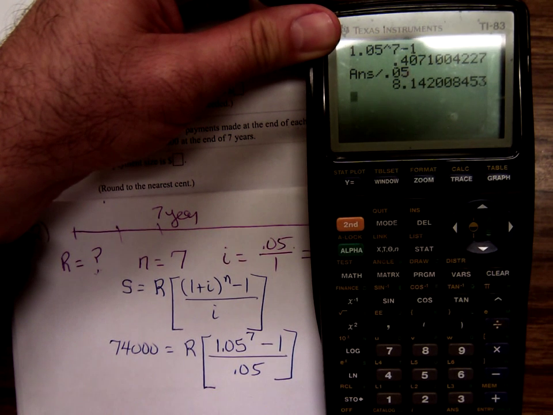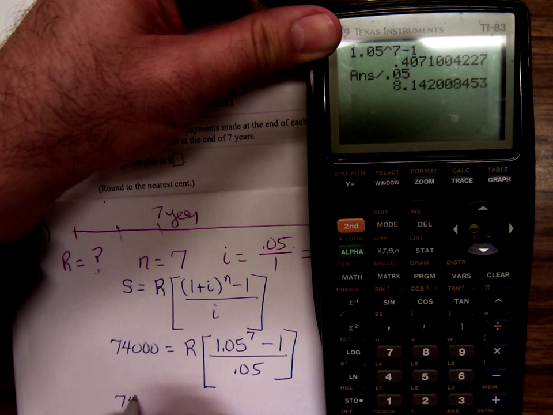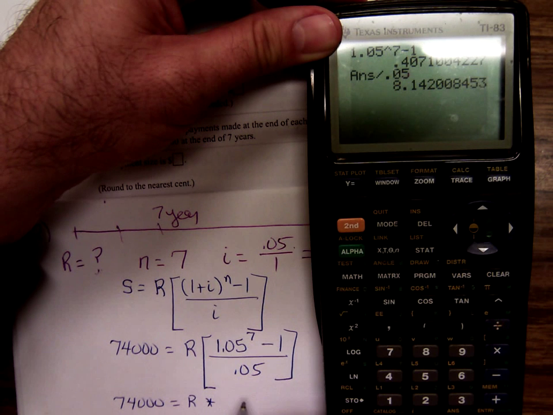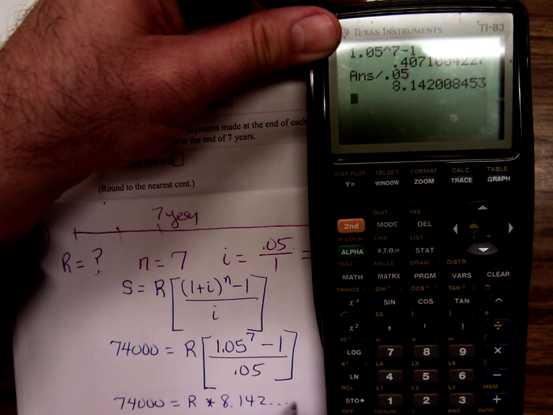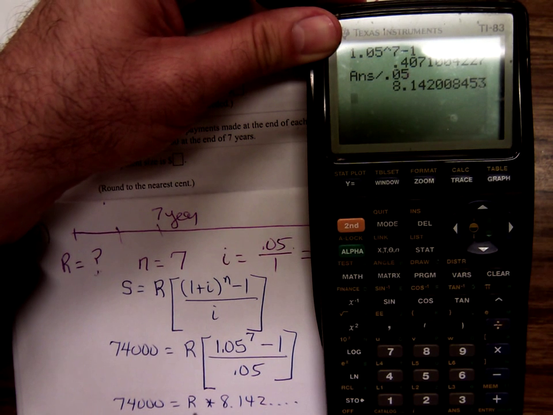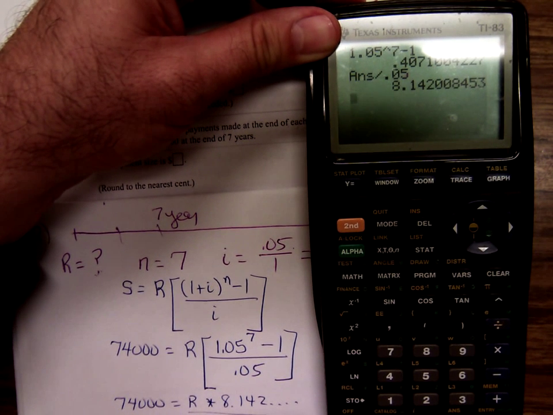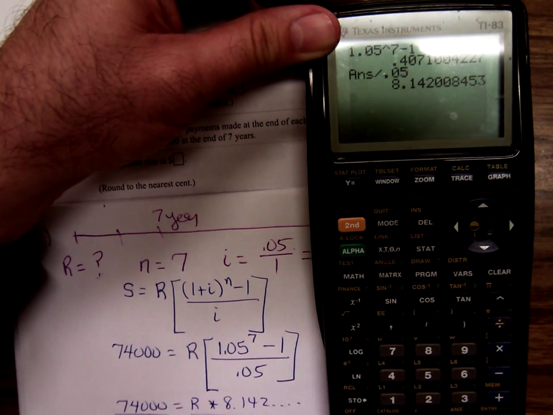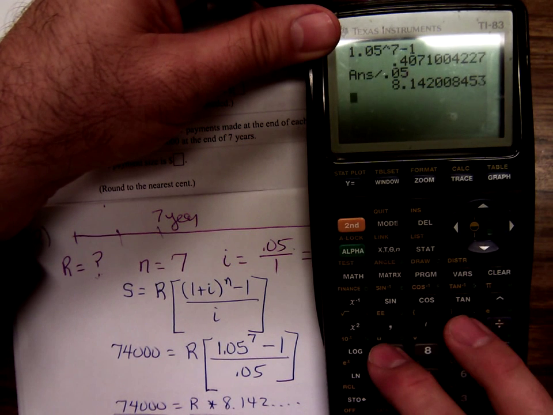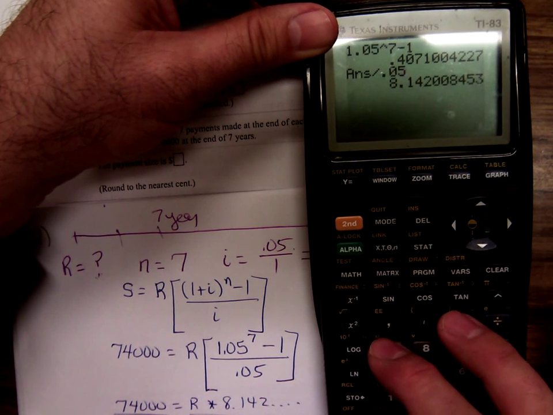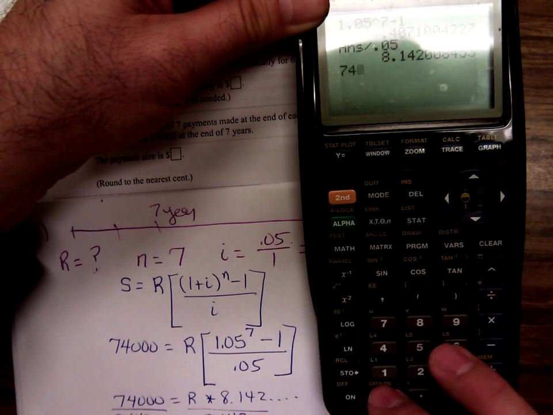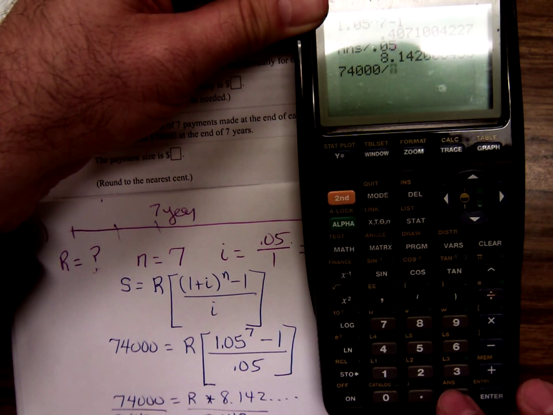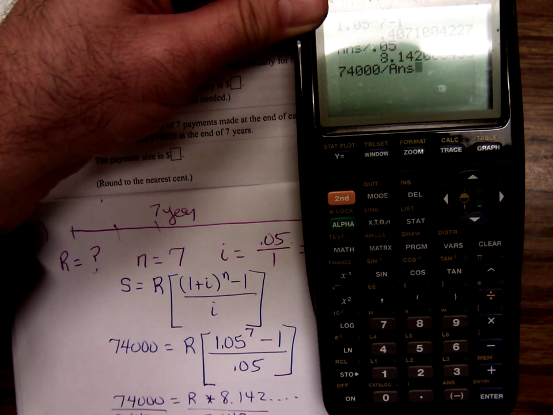So if we think of this as an algebra problem, 74,000 equals R times 8.142... Don't round that. To solve for R, do y'all agree you would have to divide by that 8.142...? So don't round anything yet. I'm going to punch it in like this: 74,000 divided by, and I'll hit second ANS to pull up that previous answer.